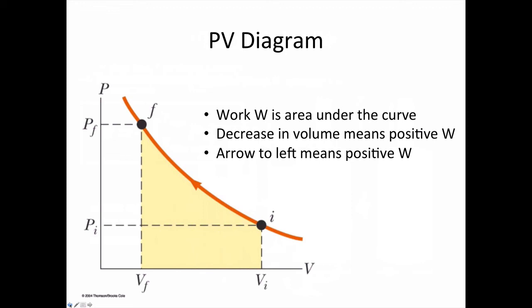Finally, where does work fit into the PV graph we've been seeing? The work, which is the integral of P dV, is the area under the PV curve. In the process shown here, the pressure increases as the volume decreases, and a decrease in volume means positive work. So if the arrow goes to the left in a process, then positive work is being done. This should be all you need to be able to do the workshop problems.